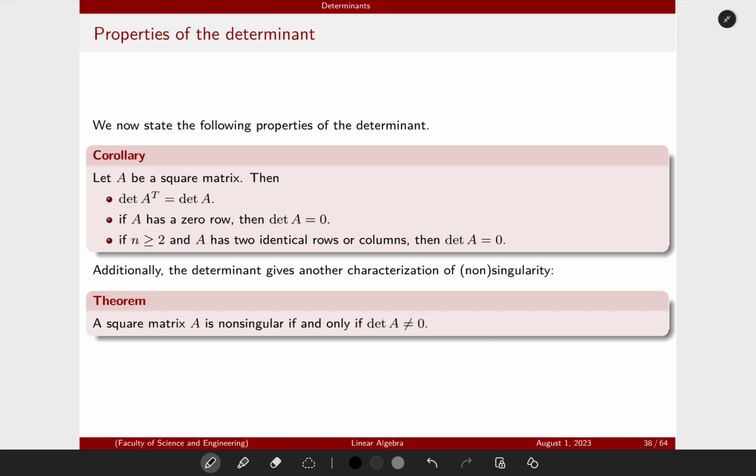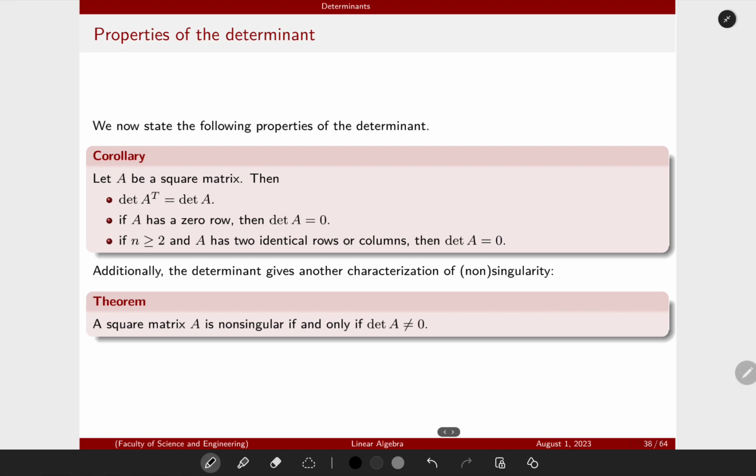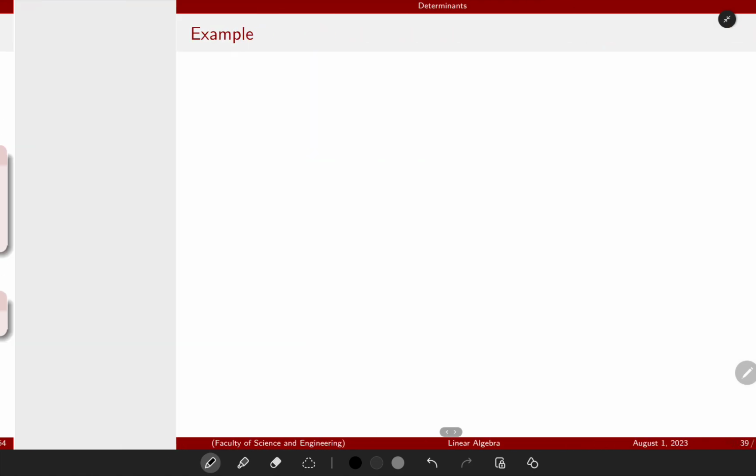Then we also have a new characterization of non-singularity, which we can add to our list of equivalent conditions. The square matrix A is non-singular if and only if the determinant of A is non-zero. So by negating this, we have that A is singular if and only if it has 0 determinant.